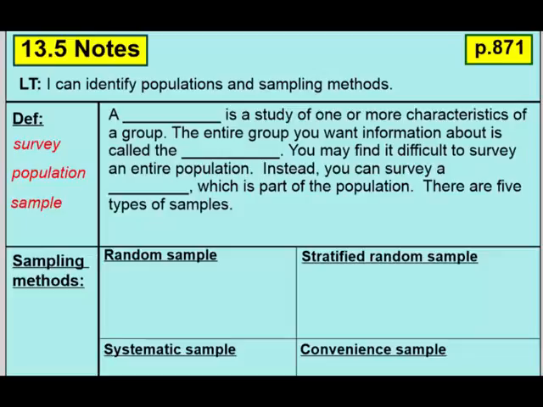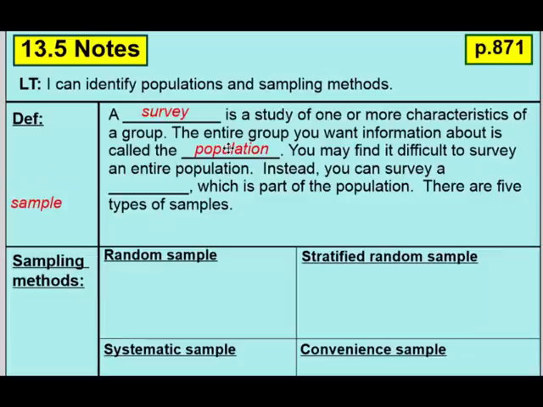Okay, so lesson 13.5, the learning target is, I can identify populations and sampling methods. So today we're talking about samplings of certain populations, surveys, okay? So let's define a few things here. A survey is a study of one or more characteristics of a particular group. The entire group you want information about is called the population.